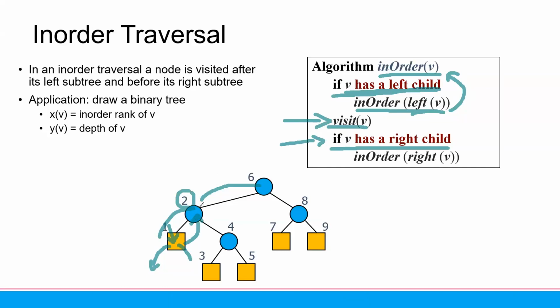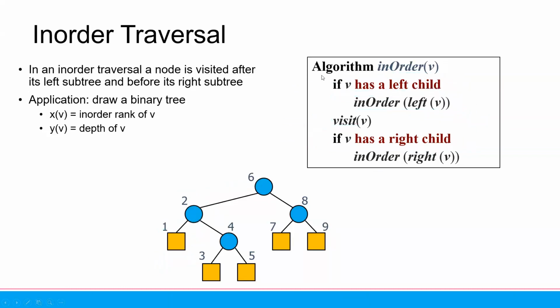And V has a right child. Yes, it has a right child. Then we call in-order right of V. When we call in-order right of V, again we check if V has a left child. Has a left child here? Yes. Then again we do the in-order left of V. Has a left child? No. Then we visit this. And we check, has a right child? No. Then it returns back to the parent. And so on. So this is the pseudocode.